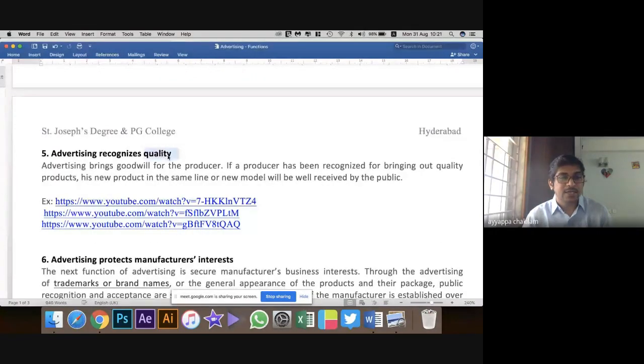Next is advertising recognizes the quality. So how does advertising recognize the quality of the product? Advertisements try to tell how good the product's quality is, where the goodwill of the company increases with the advertisements. If a particular company is recognized for a particular quality, it means a reputed company has come up with a new product. Because you are using an existing product of that company, you might want to purchase the new product given by the company, because you are well aware of that brand. Example, let's take a case of Honda.